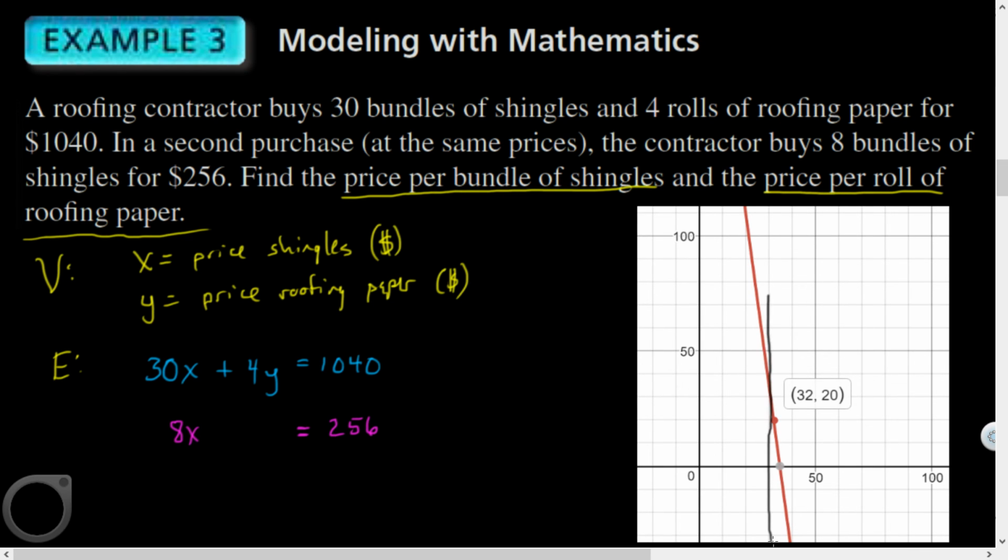If I divided both sides by 8, our solution looks like it would have been at (32, 20), meaning the price for shingles is $32 and the price for roofing paper is $20. Let's see, I'm going to cut it there.